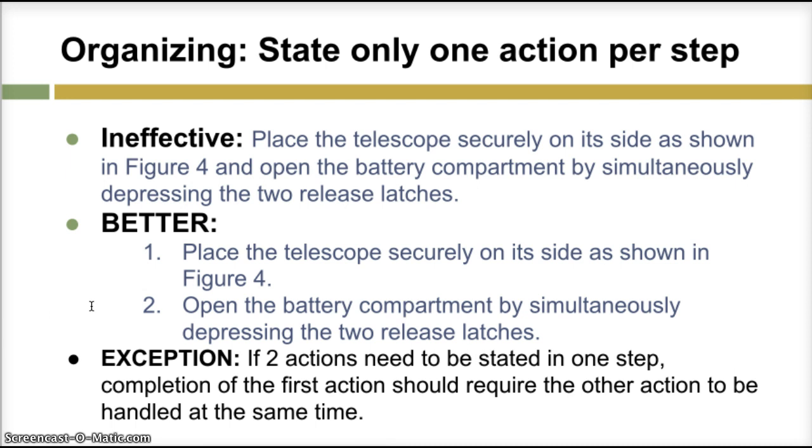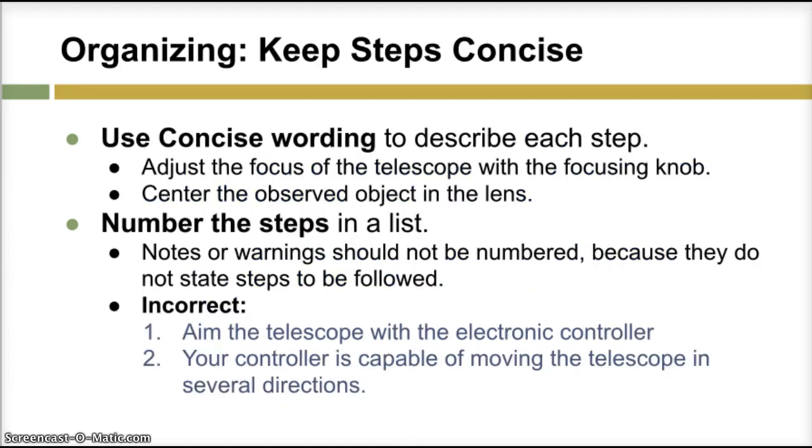So number 1, place the telescope securely on its side, as shown in Figure 4. 2, open the battery compartment by simultaneously depressing the 2 release latches. There is an exception to this rule if two actions needed to be stated in one step. Completion of the first action should require the other action to be handled at the same time.